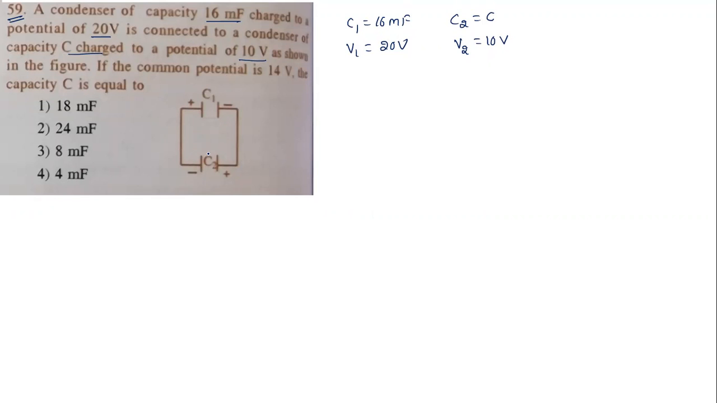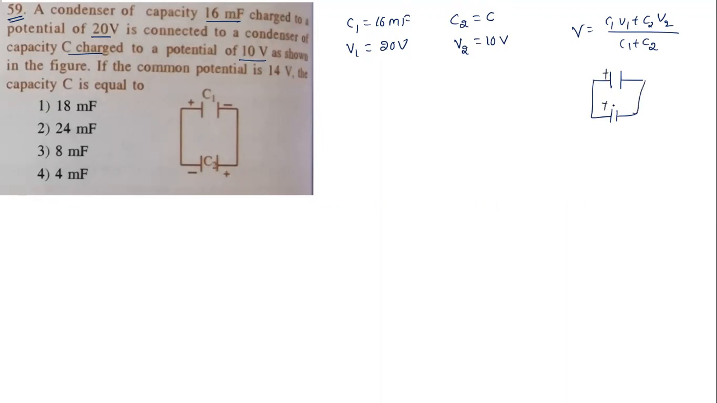Look here, very important thing: whenever you are finding a common potential, you need to know how the plates are connected. If the opposite plates are connected, the common potential formula will be different. If the same plates are connected, it is different. Till now, we have done the formula for common potential: V equal to C1 V1 plus C2 V2 divided by C1 plus C2. This is when the same plates of the capacitors are connected.